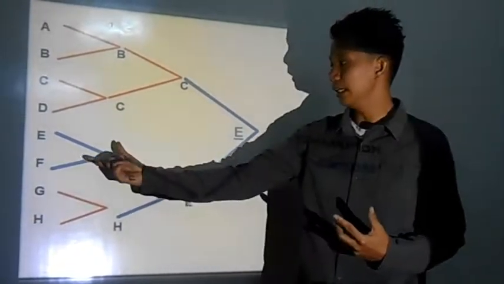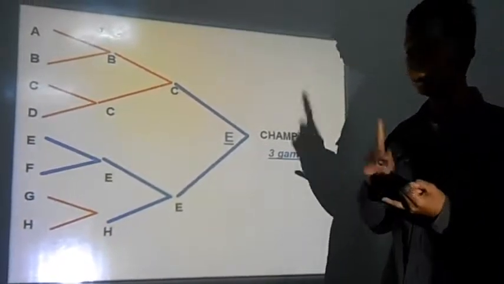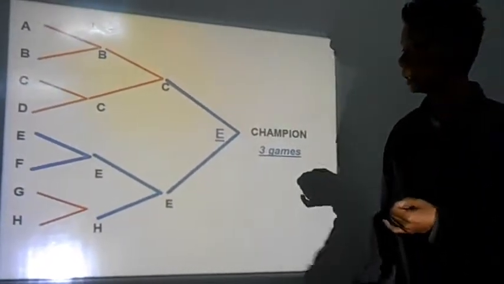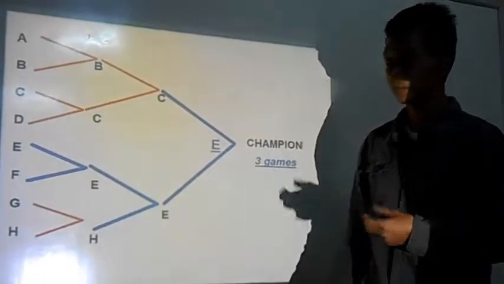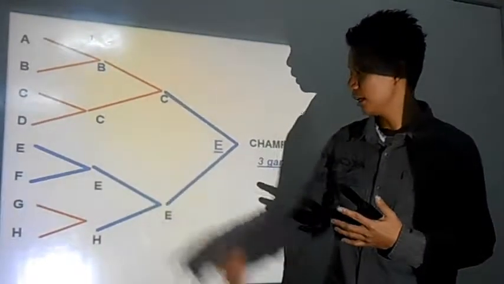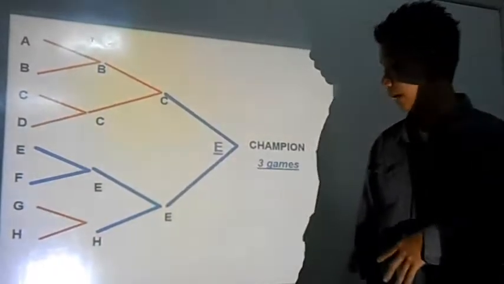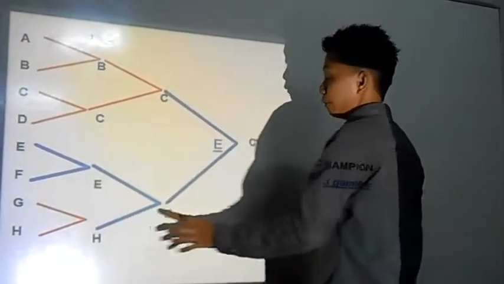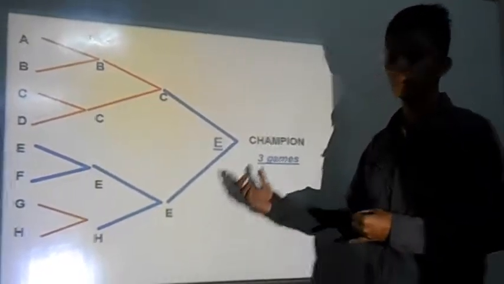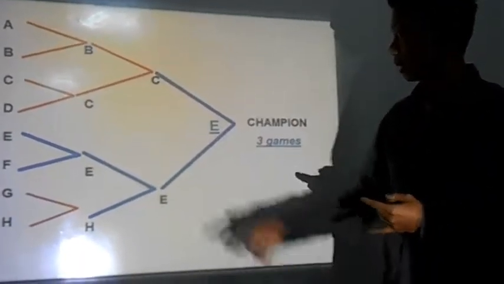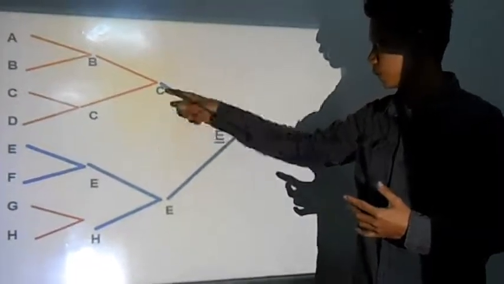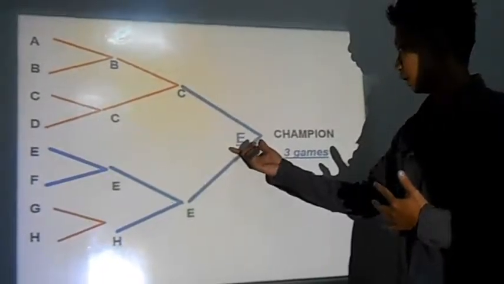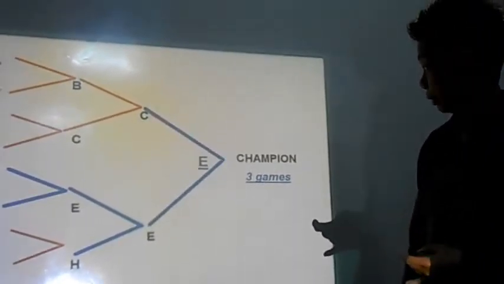After that, E has 1 game, so we now have 1 game. And then B competes with C. Let's consider that C is the winner. And E competes with H, and we consider E as the winner. So as we can see, team E now has 2 games before we go to the championship. This is not the championship game yet. And then C versus E. We consider E as the winner, so that team E would be the champion.